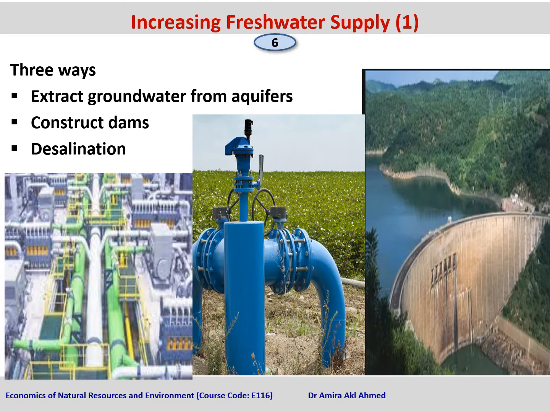There are three ways to increase freshwater supply. These ways are to extract groundwater from aquifers and to construct dams. Moreover, desalination represents another way for increasing freshwater supply. Let's discuss these ways in the next slides.